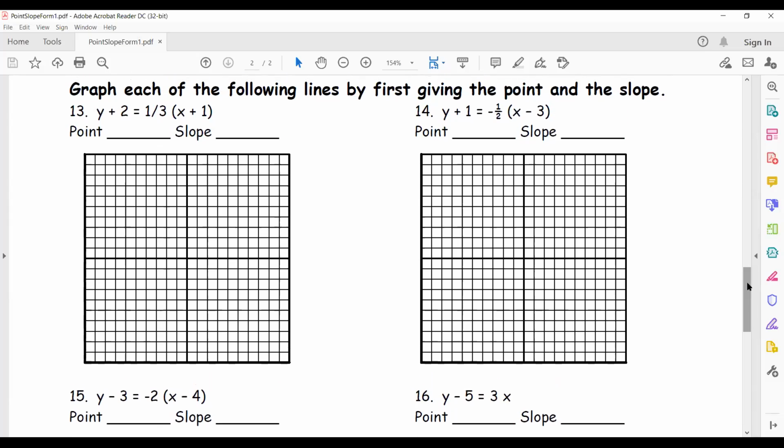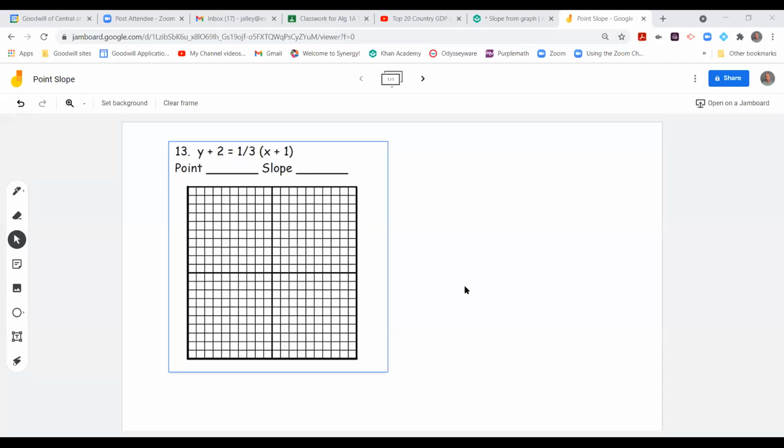The back side of this, the second page. Let me pause here for a minute. I want to pull one of these into Jamboard. All right, sorry about that. Point slope, here's one of those problems from the back. It's got a spot here to put down what the point is and what the slope is.